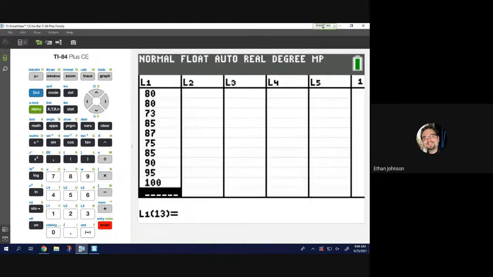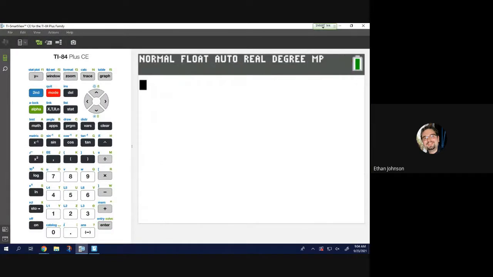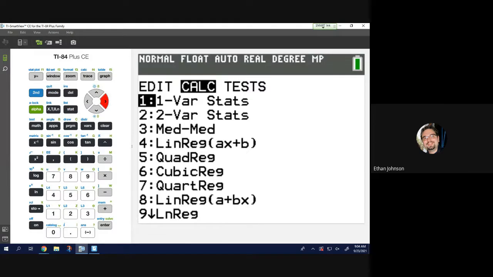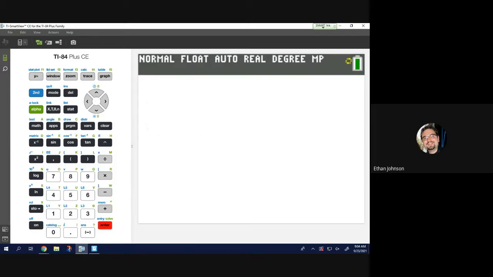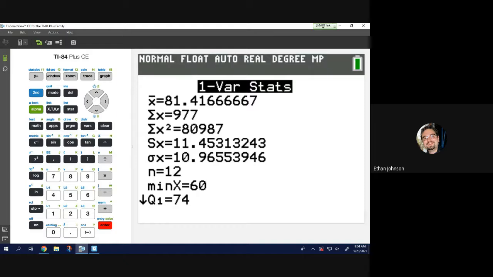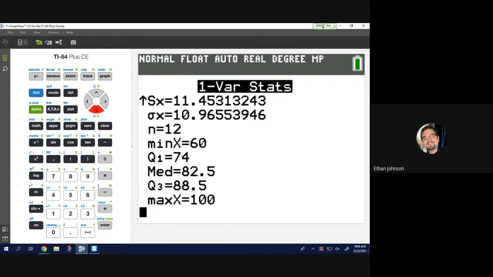Our next thing that we have to do, second mode to quit out, hit stat, move over, hit enter. And if you're using the physical calculator, you want to hit enter, otherwise you go down to calculate. And there is our information. To get our 5-number summary, we scroll down. So here it is.